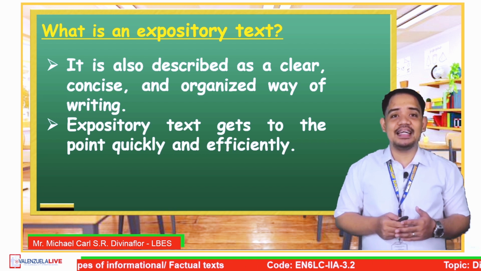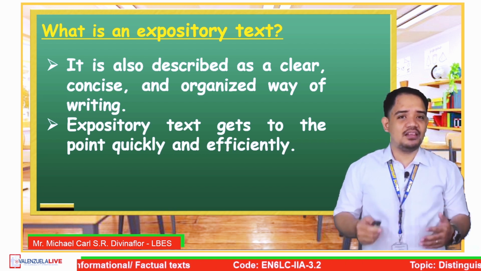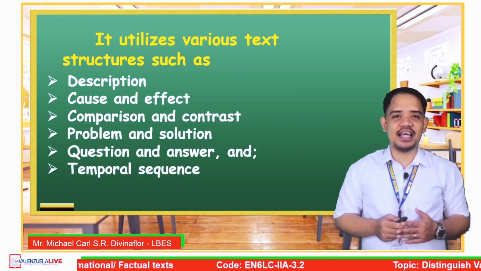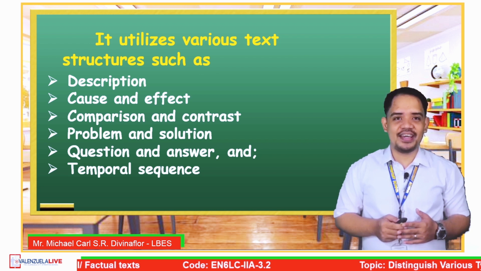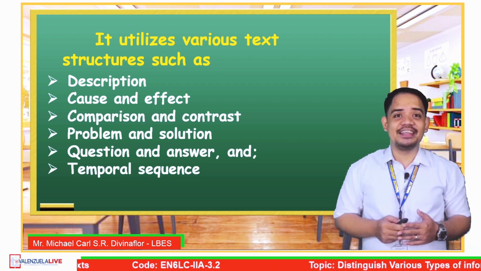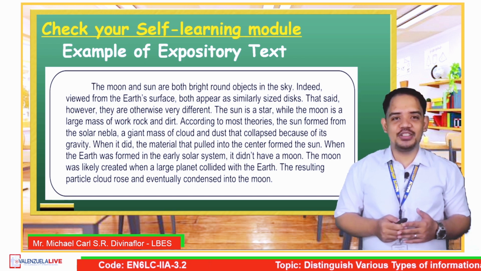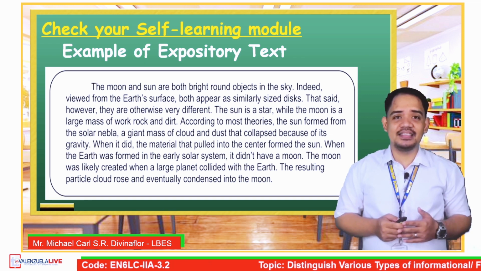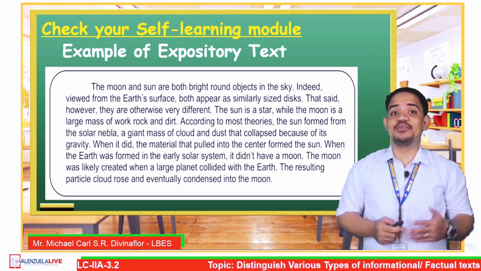Expository text gets to the point quickly and efficiently. It does this by utilizing various text structures such as description, cause and effect, comparison and contrast, problem and solution, question and answer, and temporal sequence. In your self-learning modules, the example text is the comparison and contrast between the moon and the sun. Join me in reading the text.